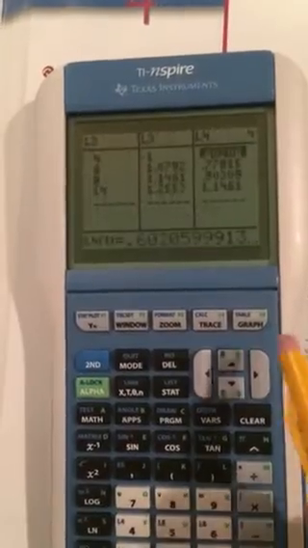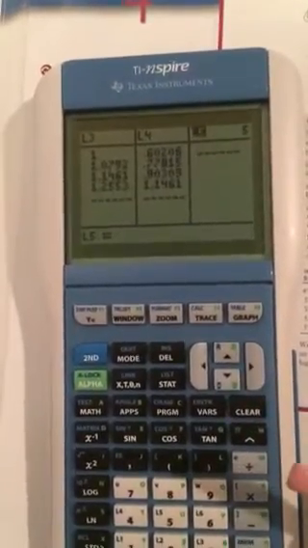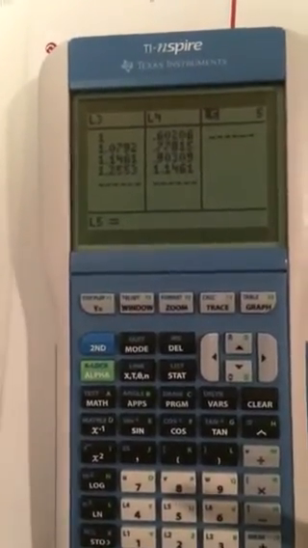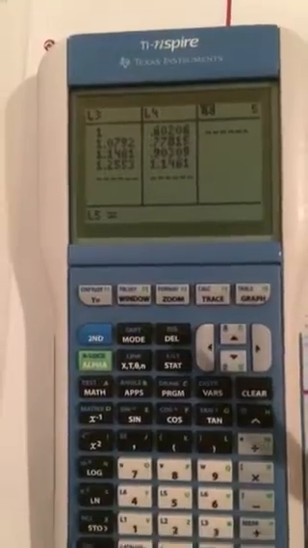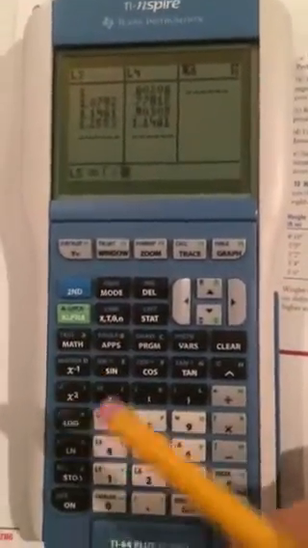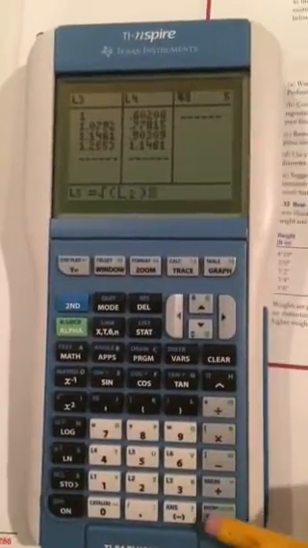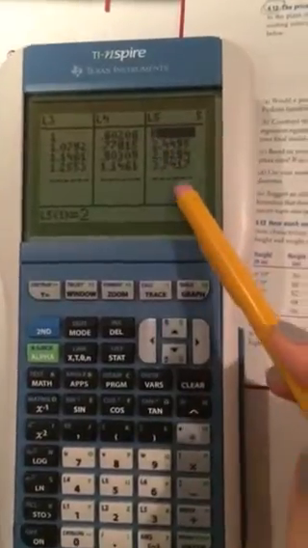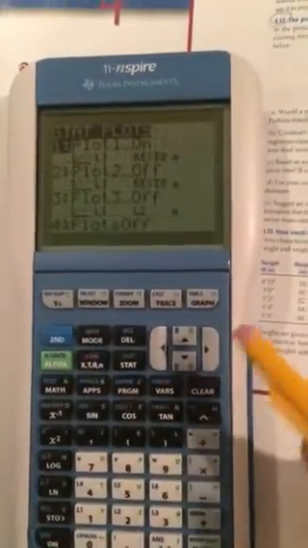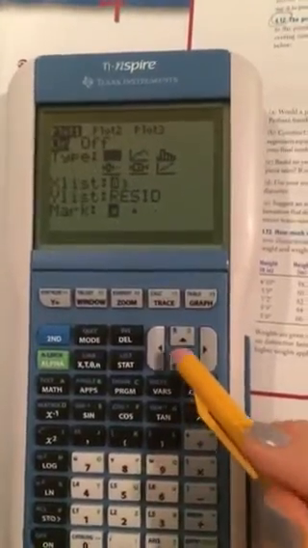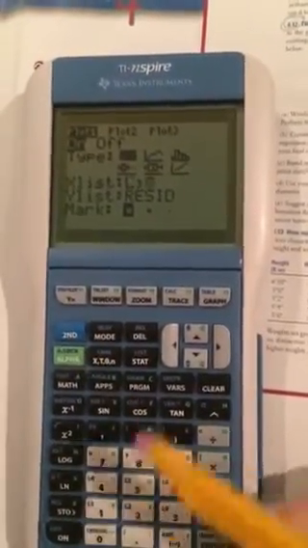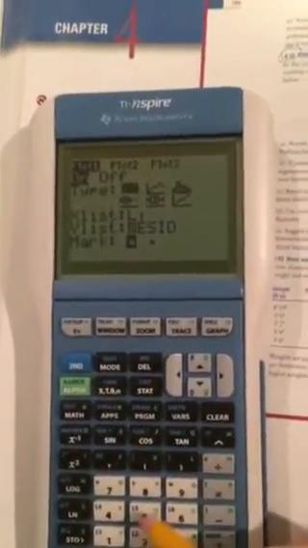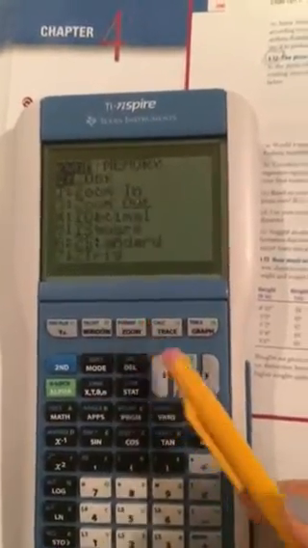Whoops, stat, edit, and we don't have anything in list 5. So what I'm going to do, just like in exponential models where we transform the y, I'm going to transform the y variable here by taking the square root of it. So I'm going to say square root of list 2. Okay, and then I'm going to see what that does to our data. So I took the square root of it here. So I'm going to go to my stat plot, and just like with exponential, this is L1, and then L5, and then zoom stat.